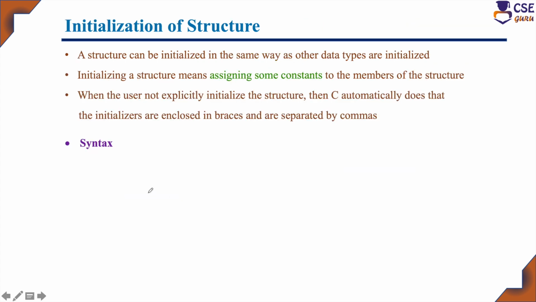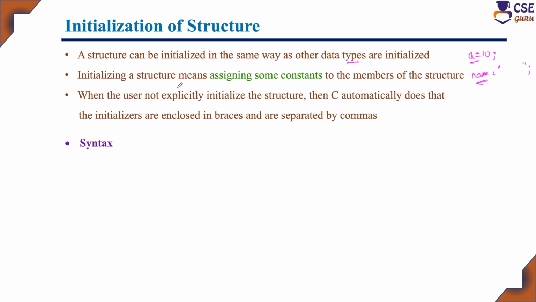Next, now we have declared the structure. Next, how to initialize values for the members of the structure. A structure can be initialized in the same way as other data types are initialized. That is, a equal to 10, likewise we will initialize it. If you have declared variable a, we initialize a equal to 10. And for a name, if you want to give it, we specify it within double quotes, and it should end with a semicolon. Here, in a similar way, we will initialize the members of the structure also.